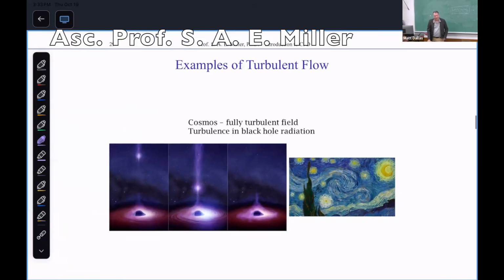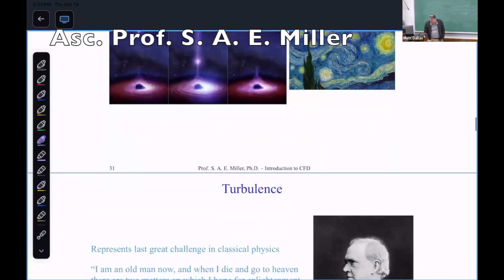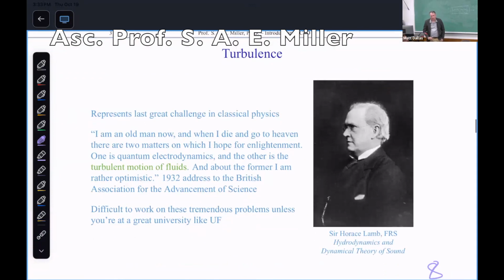So, okay, we have the equations. We know turbulence is everywhere. We can hardly describe the turbulence problem, but this is probably one of the easiest and simplest descriptions, by a genius. And you say, well, I can do it experimentally, theoretically, or I can do it with computers, starting in the 50s when digital computers came out. Well, there's a famous fellow, Sir Horace Lamb, Fellow of the Royal Society, and he had a quote. He said, I'm an old man now, and when I die and go to heaven, there are two matters on which I hope for enlightenment. One is quantum electrodynamics, and the other is turbulent motions of fluids.